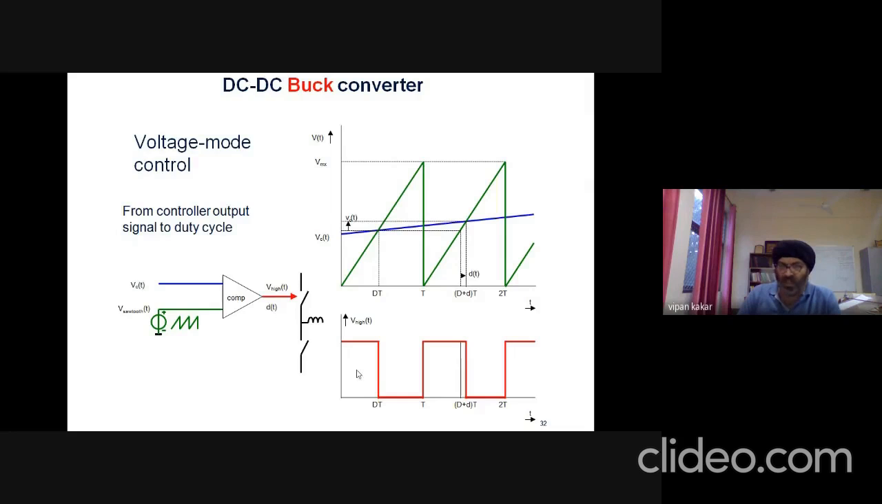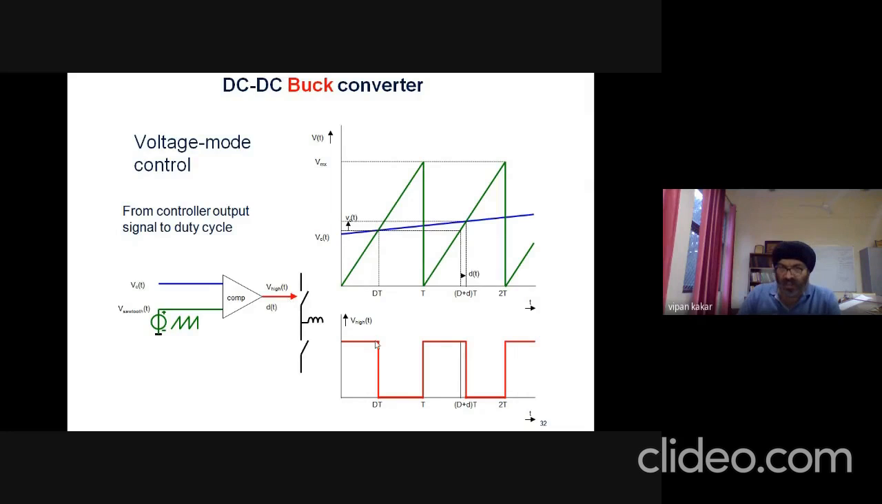So this is a pulse width we are generating from these two waveforms. Just by comparing these two waveforms, we are generating the pulse width. So that's why we can say it's a pulse width modulation. So we get the pulses. This is the turn on time from 0 to dt. This is the turn off time from dt to t, and so on. It continues to repeat itself.